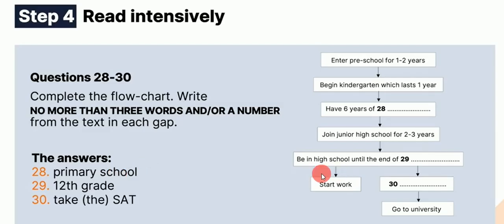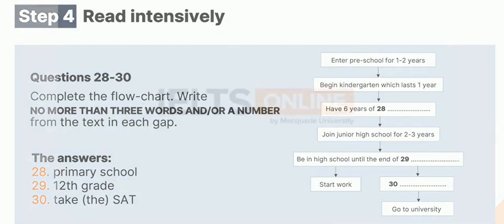So here's the summary of the final answers again. 28, primary school. Question 29, 12th grade. And for the last question, number 30, it's take the set. Well, now you have learned some useful strategies for answering flowchart completion questions.